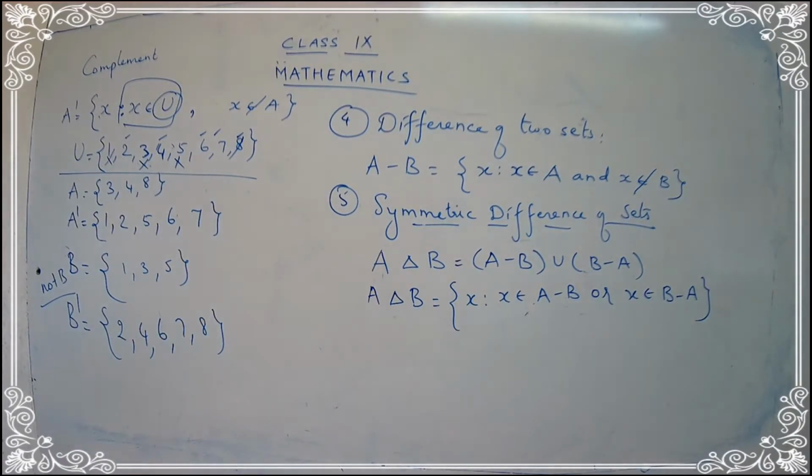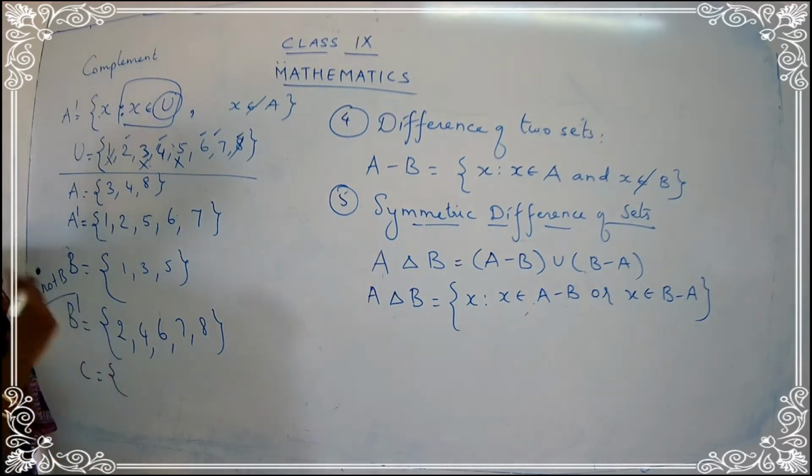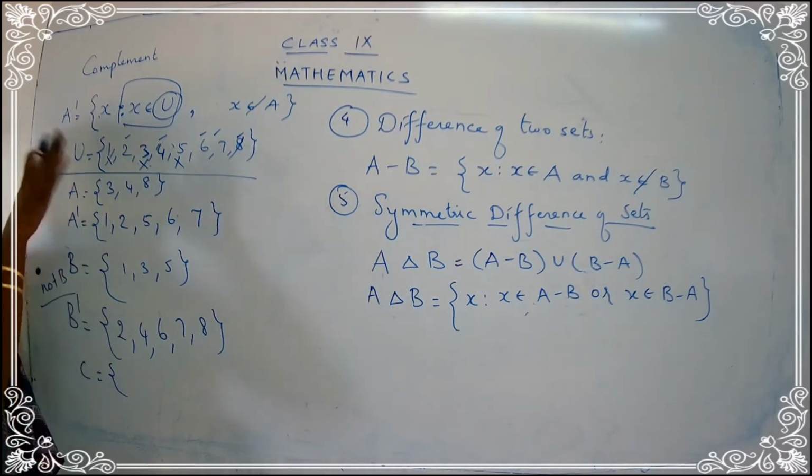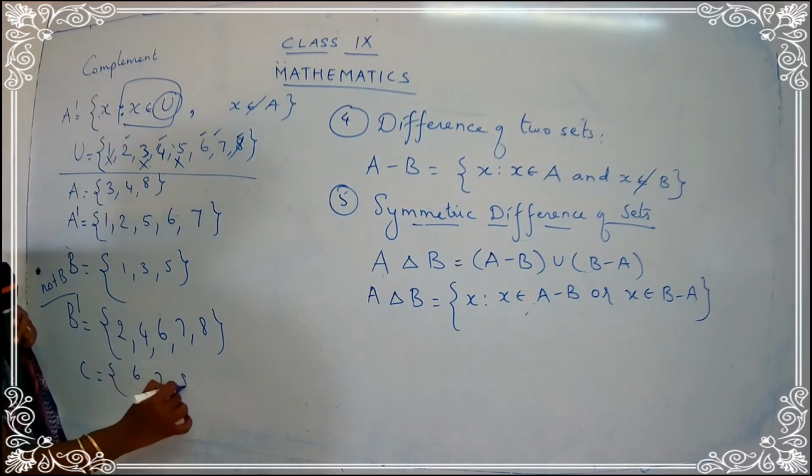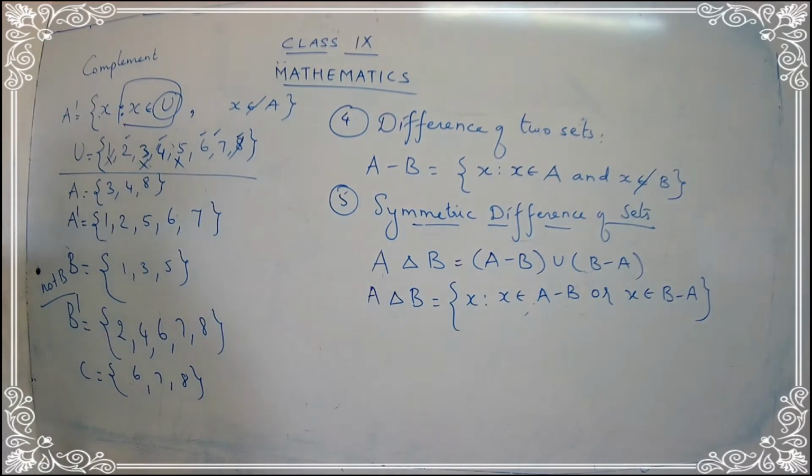Let me give you one more example. If we have C, and one more thing, universal set is a set that contains all the elements. So for A, B, C, everything will be there in U only. So if I take C as 6, 7, 8, the members of C are 6, 7, 8.